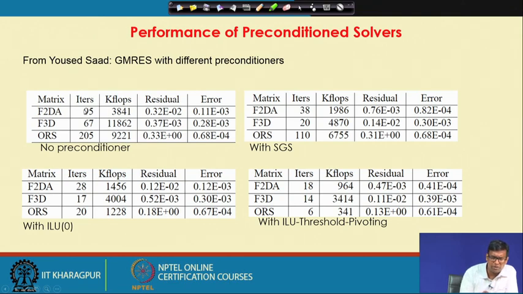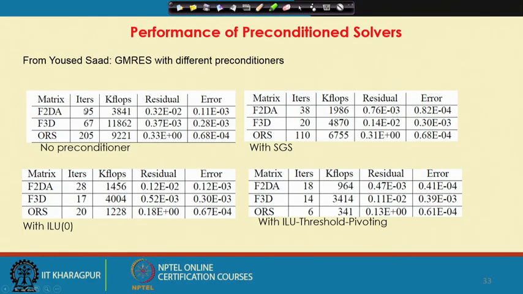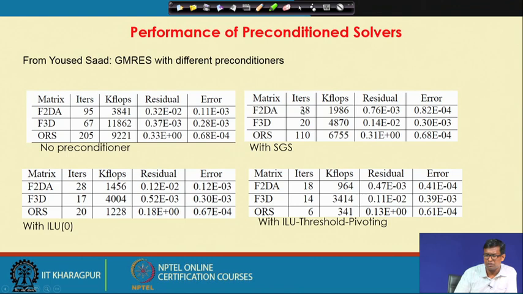It took 95 iterations for the first case, where the number of flops was 3841 kilo flops, to get a residual of the order of 10 to the power minus 2 and error of 0.1. F3D, the other matrix, took 67 iterations, and ORS took 205 iterations to get a certain value of residual and error. We said that it is close to convergence, and the number of kilo flops is 3800, 11,862, 9200. When we apply the SGS preconditioner, from 95 the number of iterations reduces to 38.